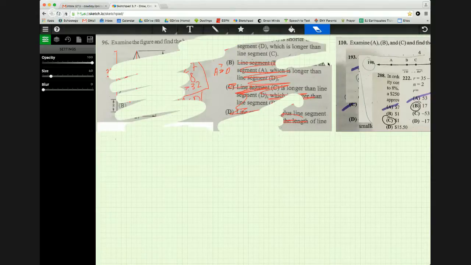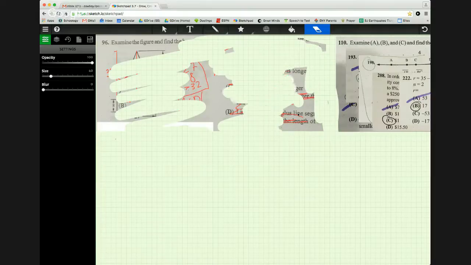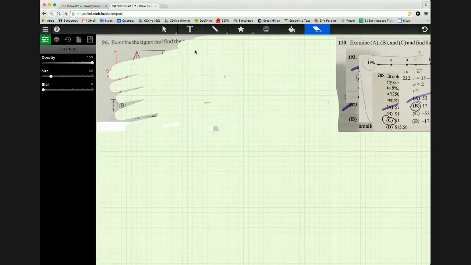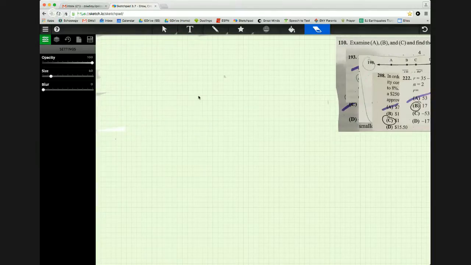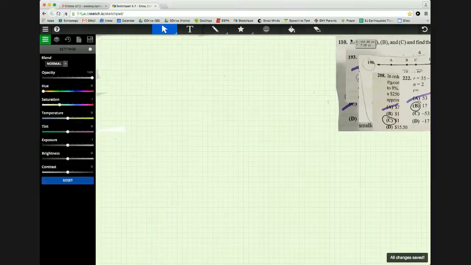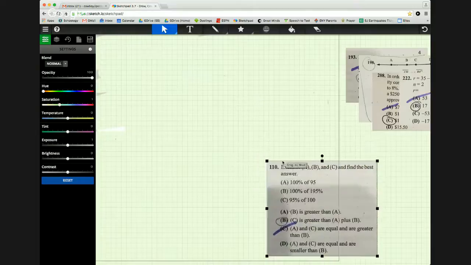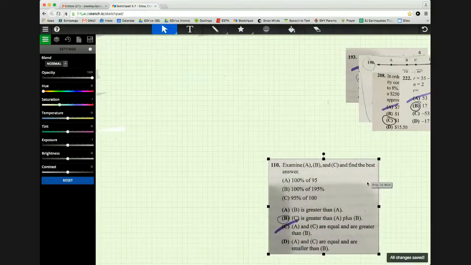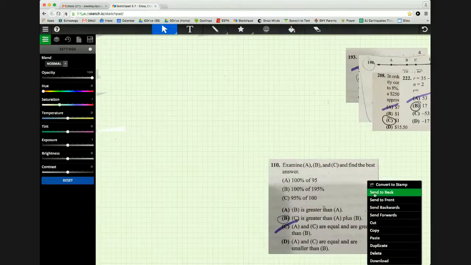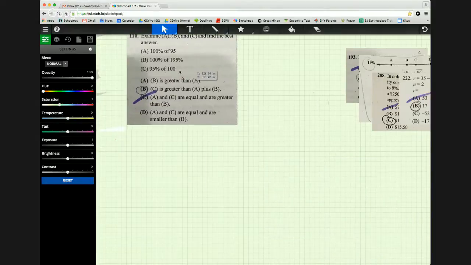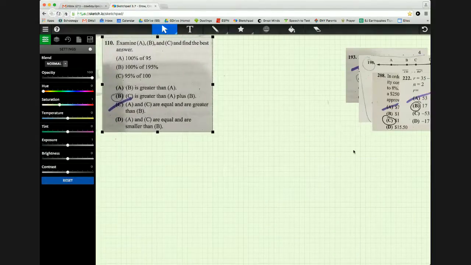All right. Whoops. Erase. All right. I think that might be good enough. Well, there we go. All right. Let's get 110 over here. Uh-oh. Let's move this one to the front. Send to front. There we go.